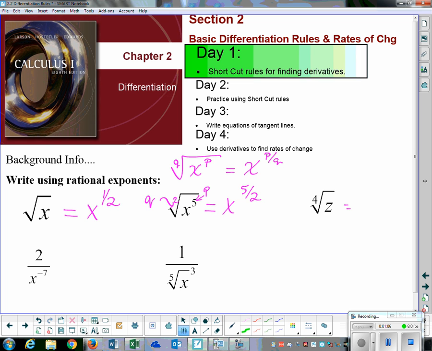This one here would be z. It has a power of 1, and then an index of 4, so z to the 1/4. Here, let's bring that negative exponent up to the top, and 2x to the 7th looks like a good representation. And on this one, I could rewrite this as x to the power of 3. Index was a 5, it's the 5th root. And since it was down below in the denominator, that'll be a negative 3/5.